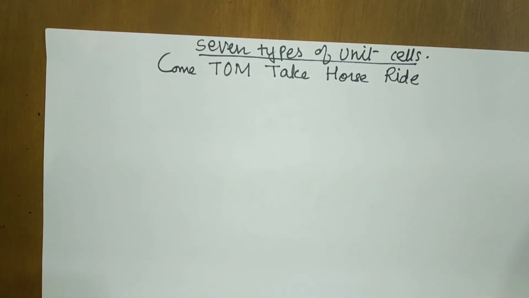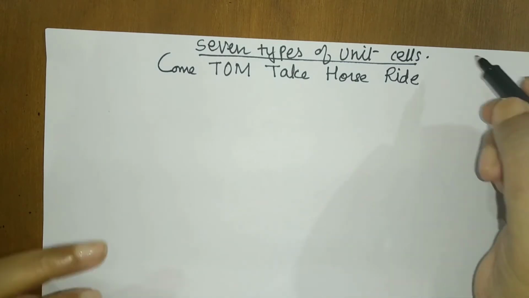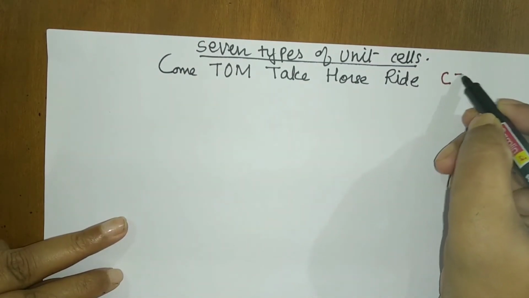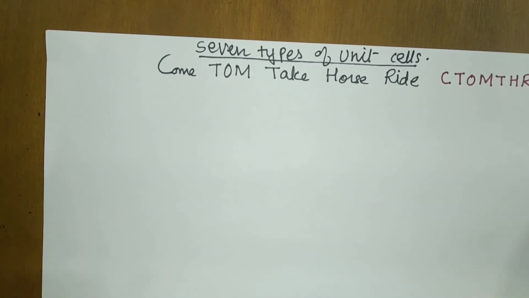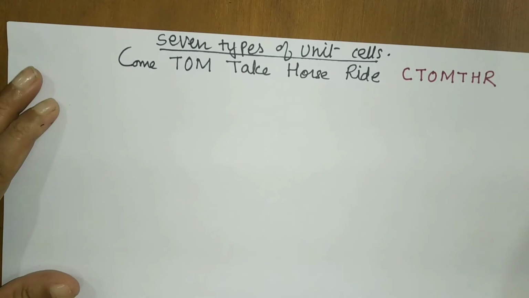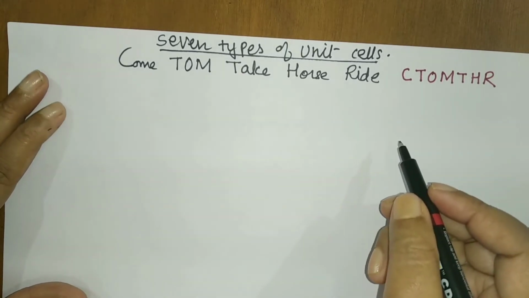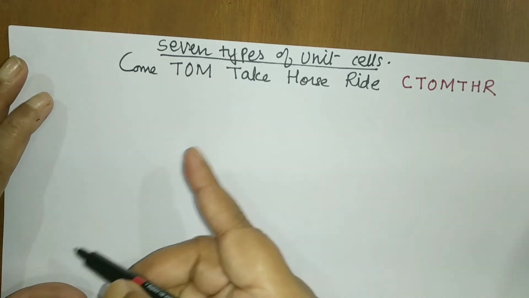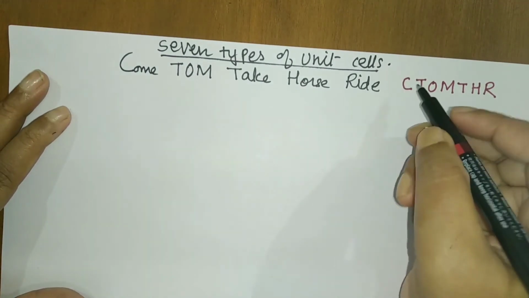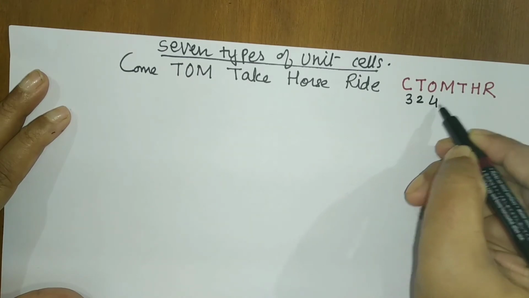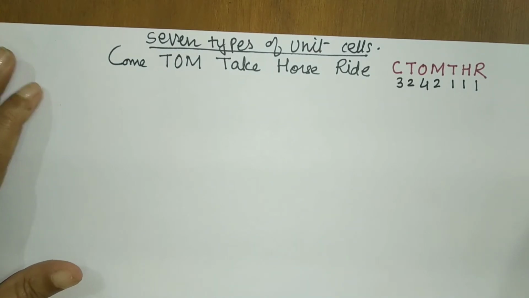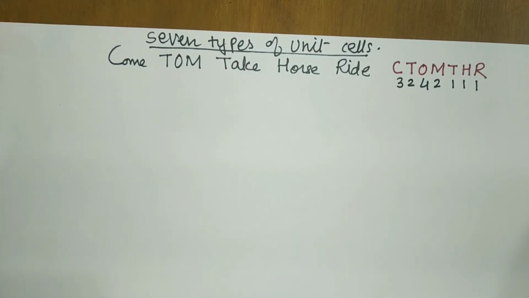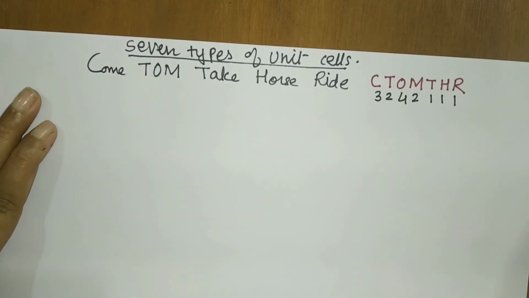Now if you see the capital letters here, what we have is C, then T, O, M, T, H and R. So this is the short form for this statement. Now I'll be giving one number and that number will help you recall the types or the sub unit cells we'll be studying here. So the number is 32, 42, 111. After knowing this, it will be easy for us to recall all the 7 types of unit cell.